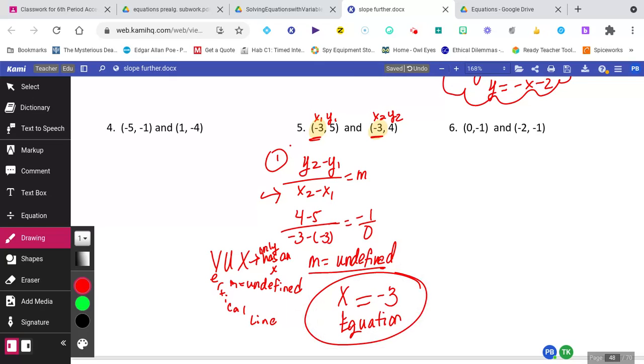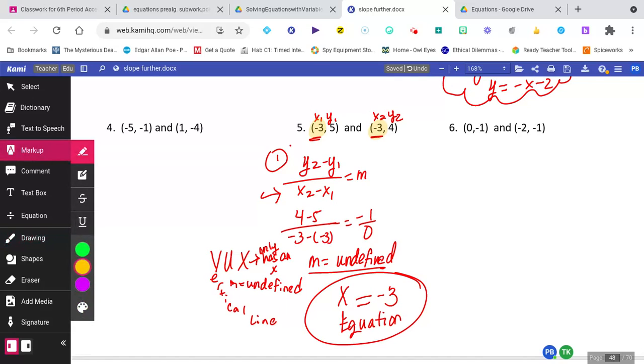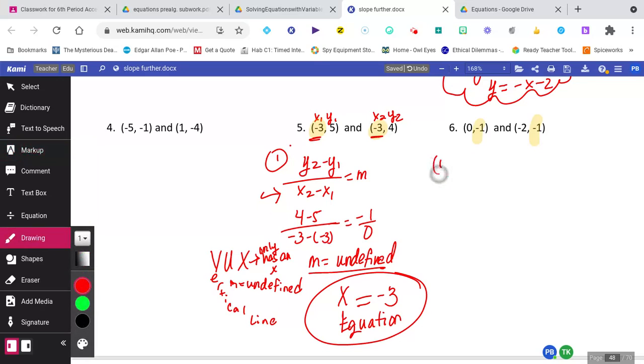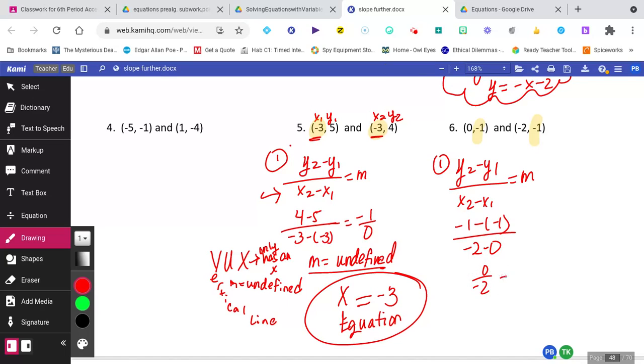All right, I'm going to show you something on this next one. These y values are the same. Somebody's saying, what's got an x of 0? I don't even care about that right now because my y values are the same. If my y values are the same, it tells me that I'm going to get a 0 on the top when I subtract and find the slope. Because you're going to have -1 minus -1 over -2 minus 0. So I end up with 0 over -2. So my slope is still 0.